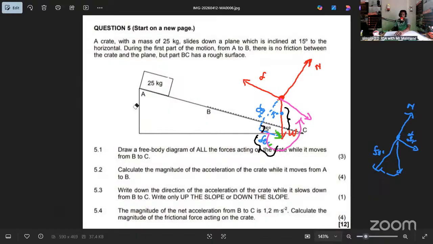Let's just conclude the final question so I can eat, bro. The magnitude of the net acceleration from B to C. They're telling us the magnitude of the net acceleration from B to C is 1.2 meters per second squared because it has reduced. Calculate the magnitude of the frictional force acting on the crate.